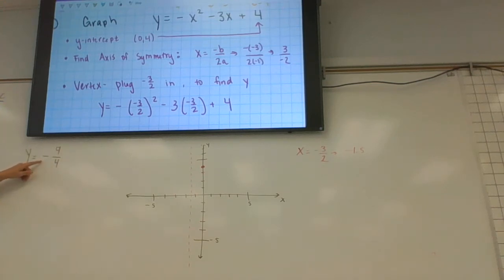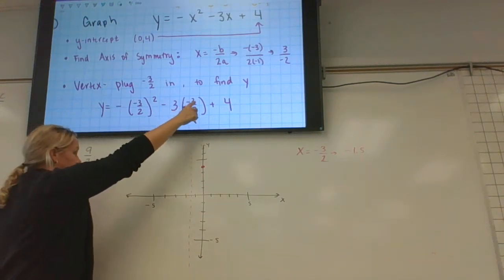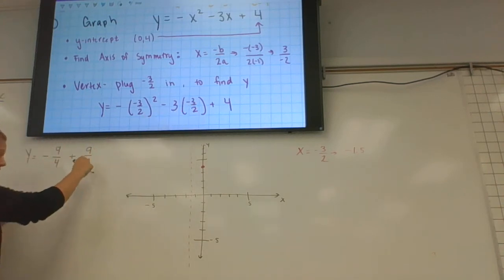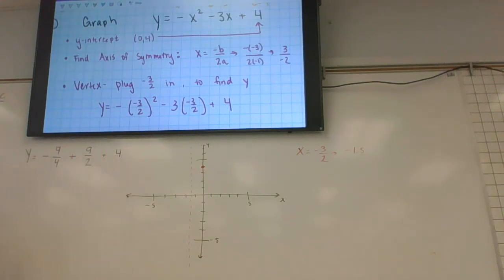The negative sign is anti. Negative 3 times negative 3 is a positive 9. Making that 9 over 2 plus 4. Questions so far? So my next move is to get a common denominator.